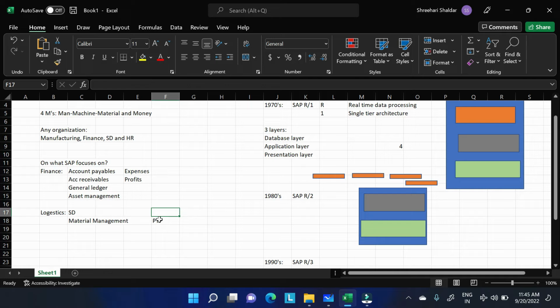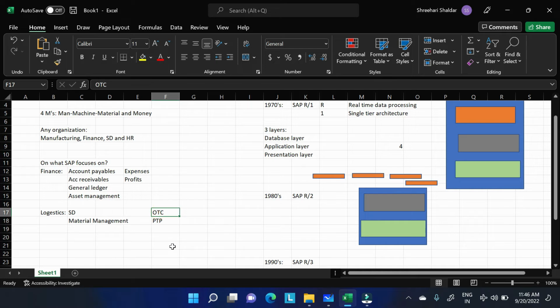In sales and distribution, you will have the cycle called OTC. In the upcoming class we'll be discussing this procure to pay, as we are going through material management. OTC stands for order to cash.